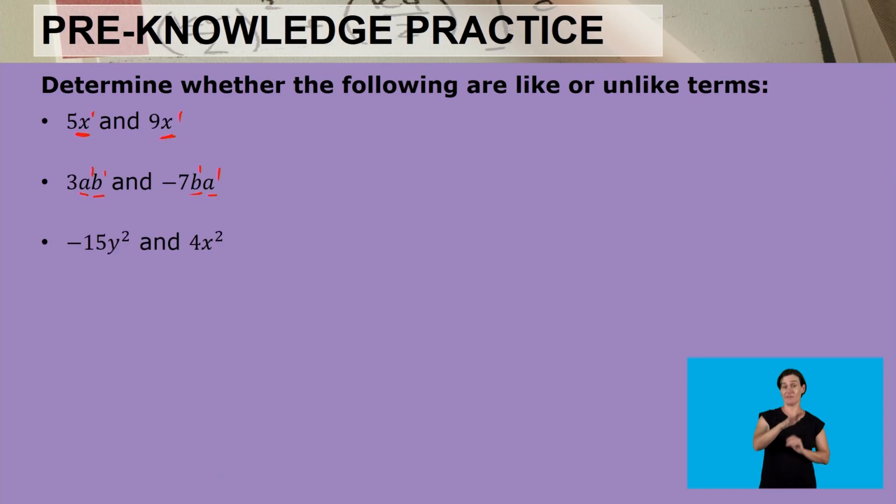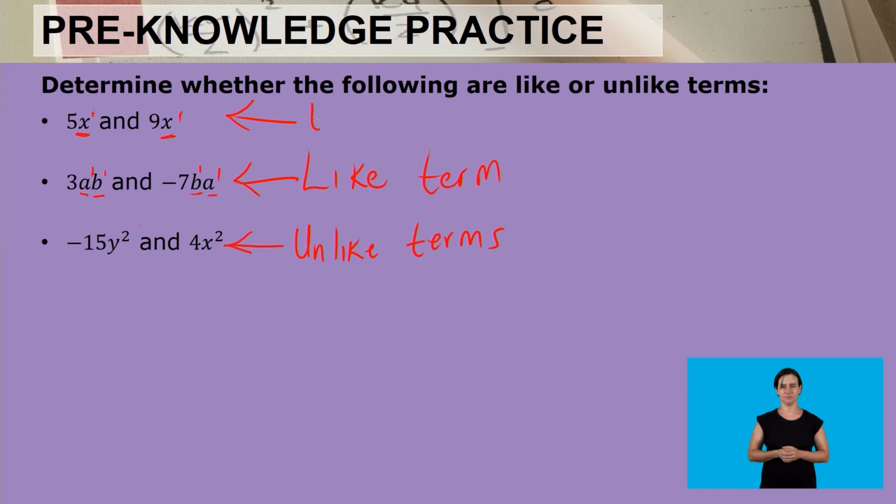Then we have 15y squared and 4x squared. Are they like terms? Even though the exponent is the same, we can see that the variables are not the same. So these ones are not like terms. We can say that they are unlike terms. In fact, we can indicate with all of them whether they are like terms or not. We've already discussed why the first two pairs are like terms.